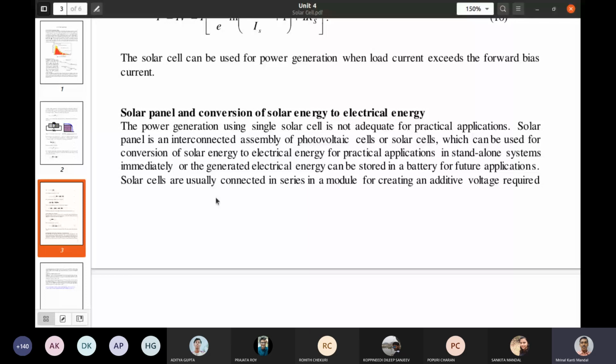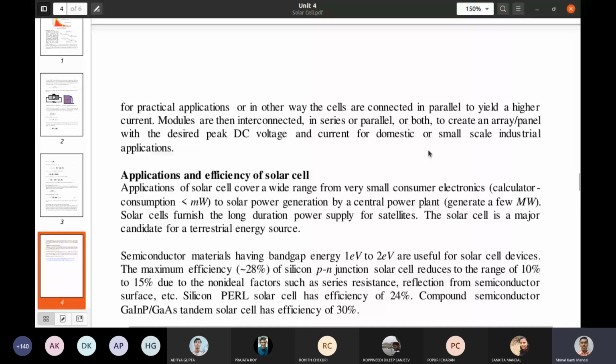For a particular application, the solar cells are connected in parallel. If we connect the solar cells in parallel to yield a higher current, that will produce high current, while in case of series, the voltage will be more. But according to requirement, a parallel combination as well as series may be needed.